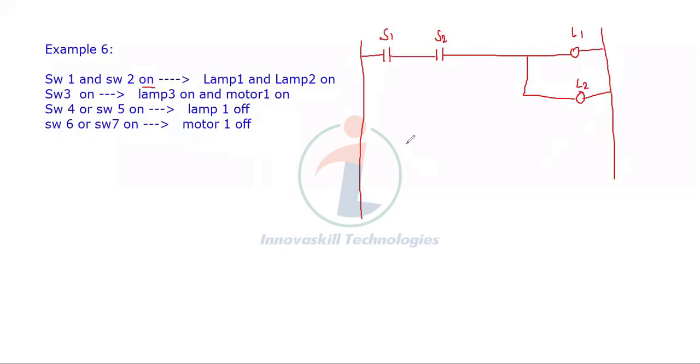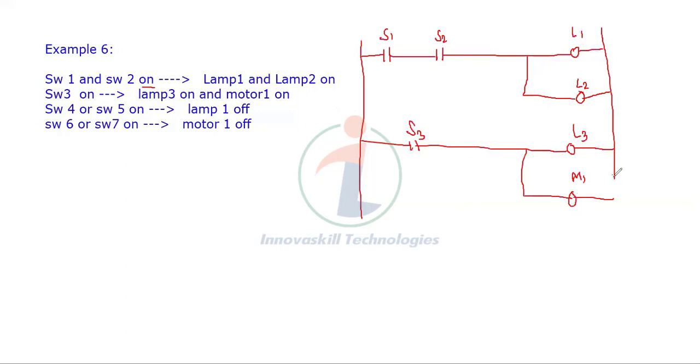Next condition: if switch 3 is on, lamp 3 should be on. At the same time, the motor will also be on.